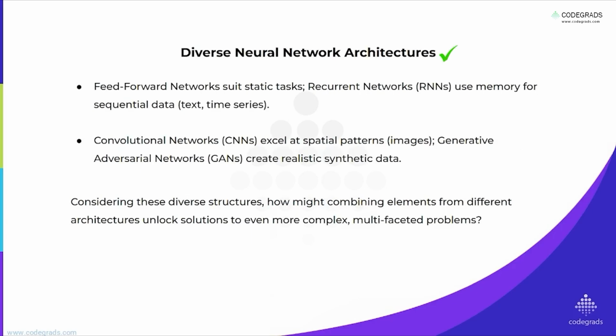Now we have diverse neural network architectures. We have the feed-forward neural network. We have the recurrent RNN to store sequential data. We also have the LSTM and GRU, which are generally used for sequential data like text or time series. We also have the convolutional network, which is used for images, and the generative adversarial network, that is the GAN, which creates realistic synthetic data.